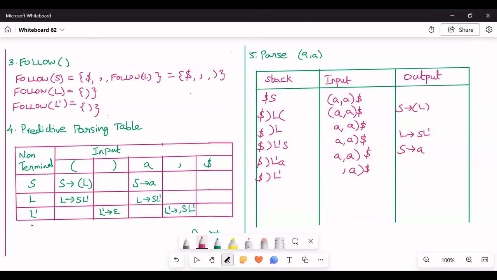Now L dash and comma. Since L dash is a non-terminal, we have to refer to the table. L dash and comma is L dash tends to comma S L dash. So replace L dash with L dash S comma. So here comma A right parenthesis dollar. Then comma and comma matched, so we can remove both.